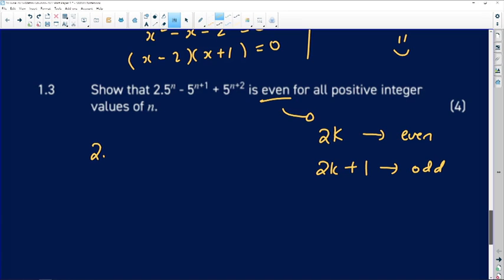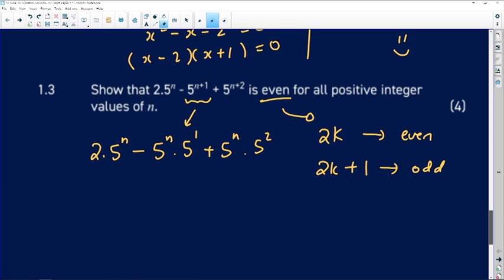So 2 times 5 to the n is 2 times 5 to the n minus... I'm going to expand that to 5 to the n multiplied by 5 to the 1. I'm applying laws of exponents here to separate that into 5 to the n and 5 to the 1. And then I'm going to obviously have 5 to the n times 5 to the 2 for the second one. Okay, this is actually very important.